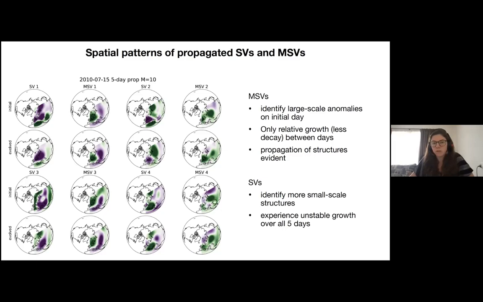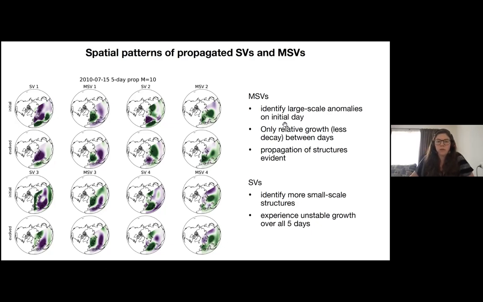MSV2 and MSV4 appear to pick up that kind of high pressure anomaly that sits over Moscow, and it's kind of shown to die out a bit through propagation in MSV2, but then it remains in MSV4 a bit.